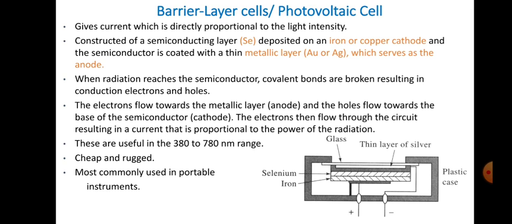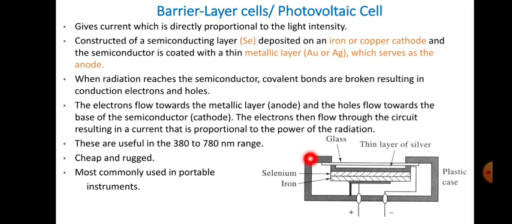The selenium acts as a semiconducting layer which is deposited on the iron or copper cathode. In this diagram we have taken iron, and this iron is acting as the cathode because it has a negative sign here. The metallic layer, gold or silver, acts as the anode. When the radiation reaches the semiconductor, how does it reach? This is maintained in a vacuum.